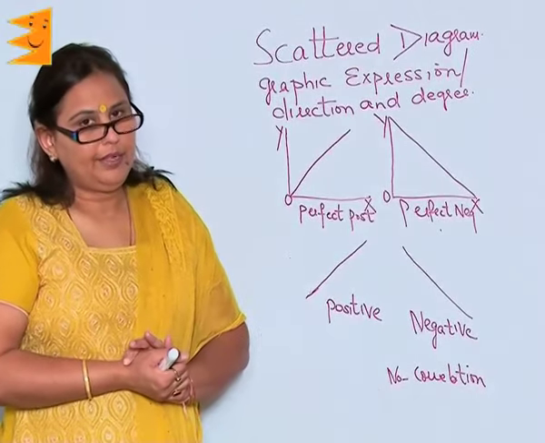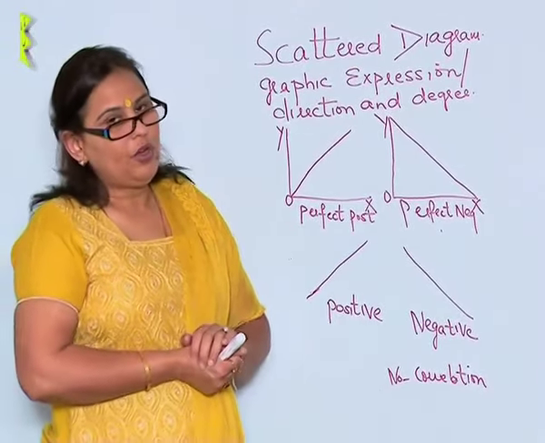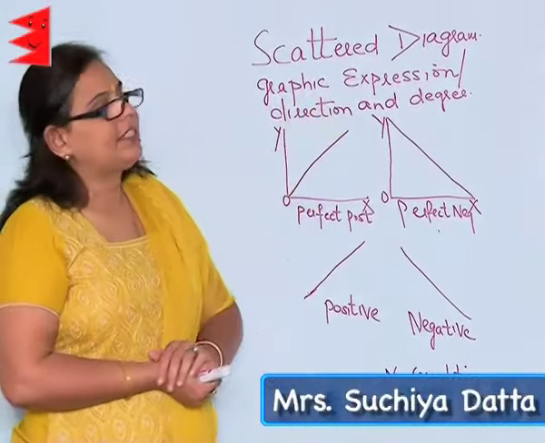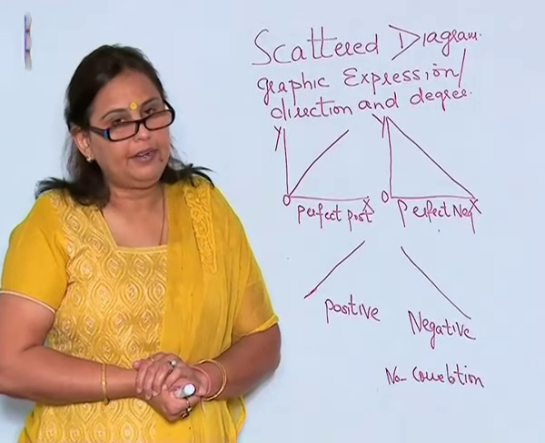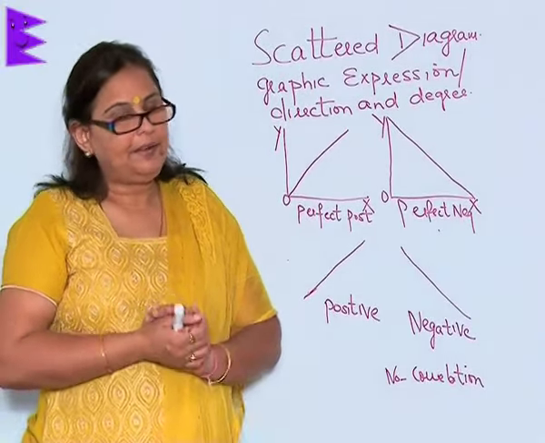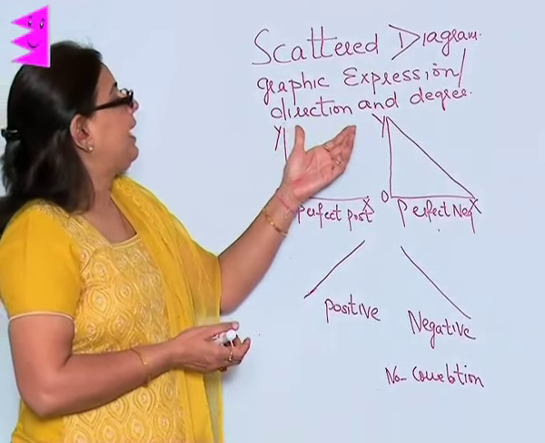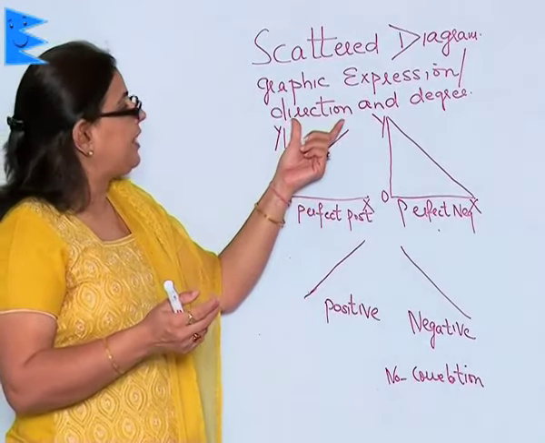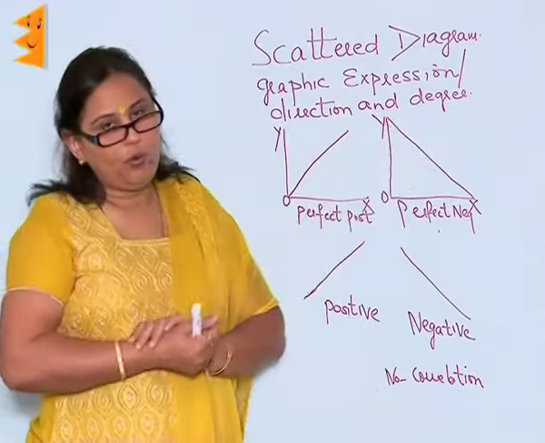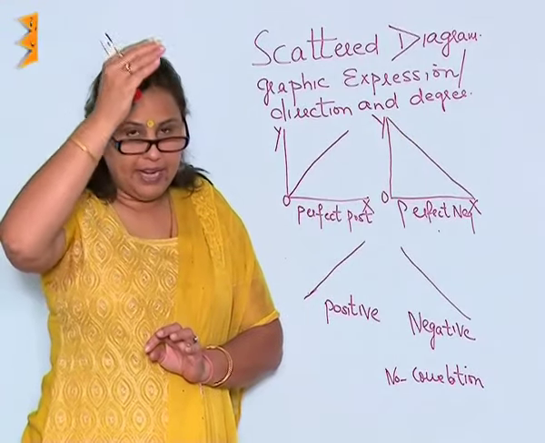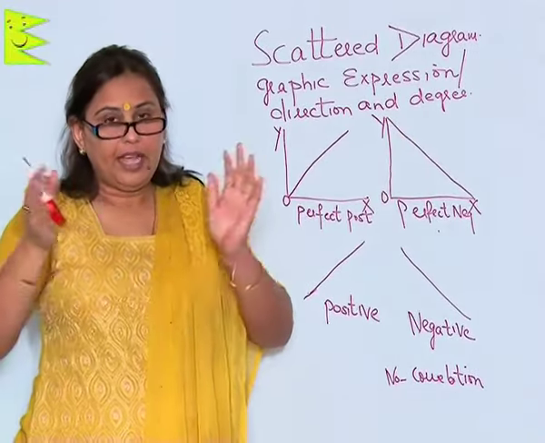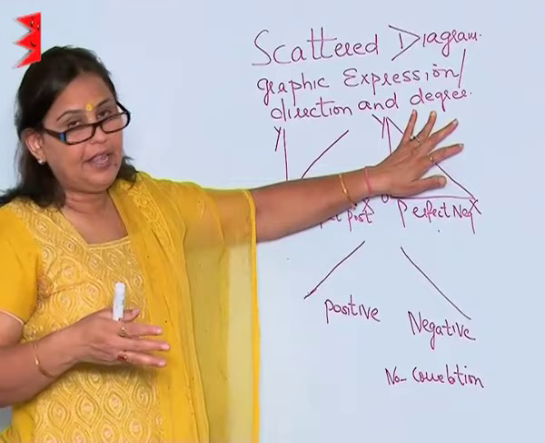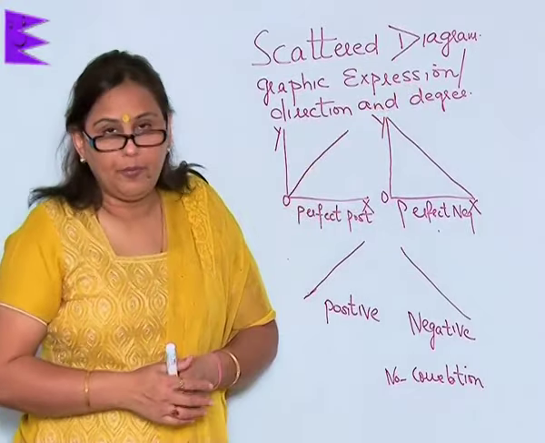As I told you earlier, there are three methods of studying correlation in this chapter, and the first of its kind is called the scatter diagram. In the scatter diagram, we present a graphic expression which tells us about the direction and the degree of correlation. It is by the graphics that we know exactly how much and to what extent the variables are correlated.